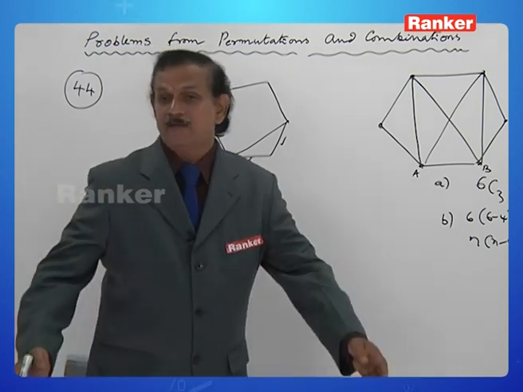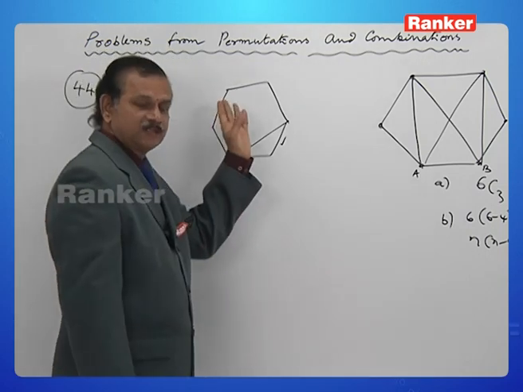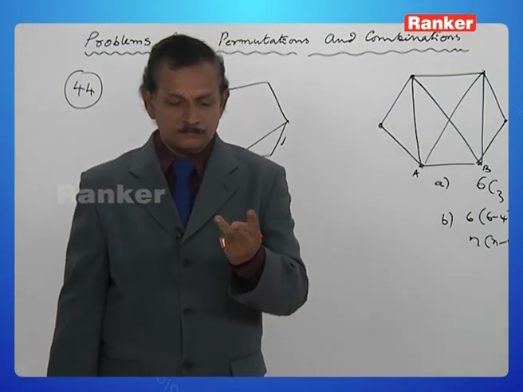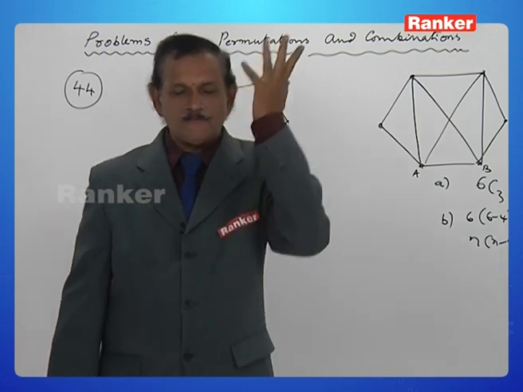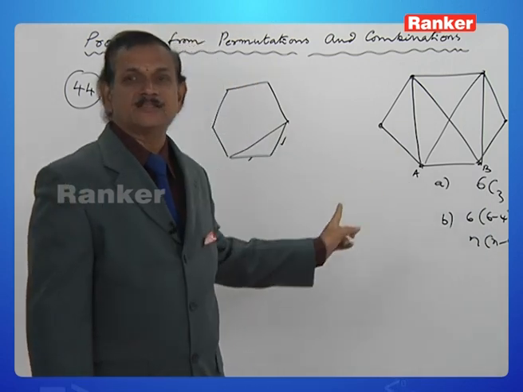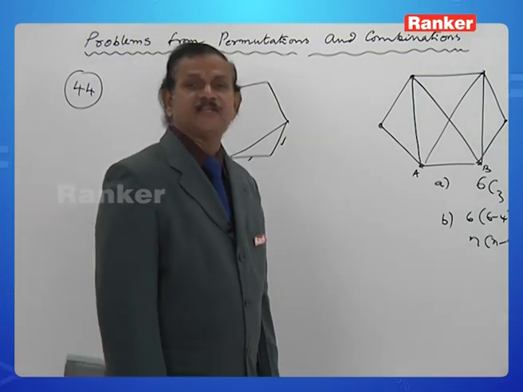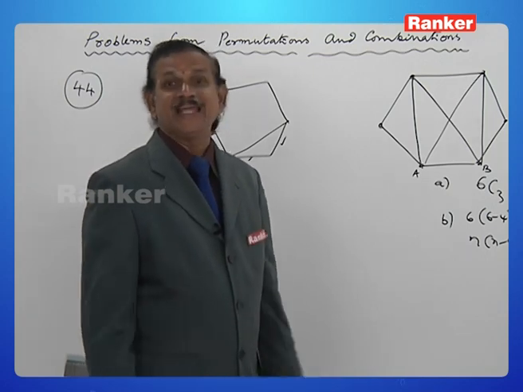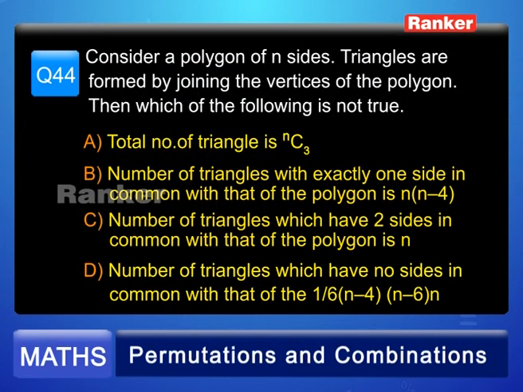How many ways can you choose 3 consecutive vertices? Observe this diagram. How many vertices are there? 6 vertices. You can choose 1, 2, 3; 2, 3, 4; 3, 4, 5; 4, 5, 6; 5, 6, 1; 6, 1, 2. How many ways? 6 ways. As it is a hexagon, we are able to choose 3 consecutive vertices in 6 ways. If it is a decagon, we can choose that in 10 ways. If it is a polygon of n sides, we can choose in n ways. Therefore, the third option is also correct. The number of triangles which have 2 sides in common with that of the polygon is n.